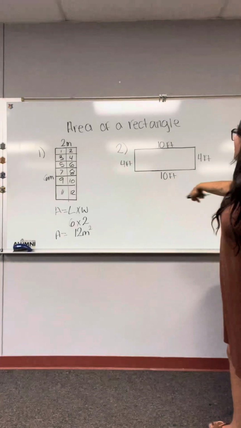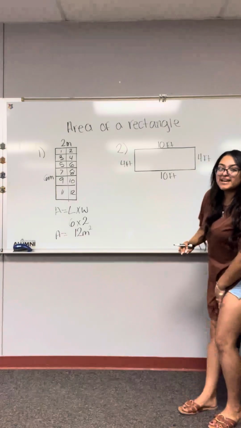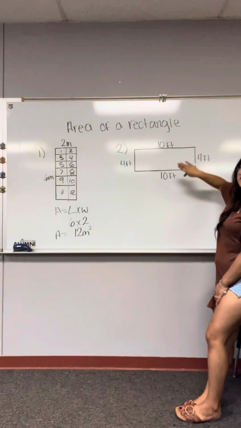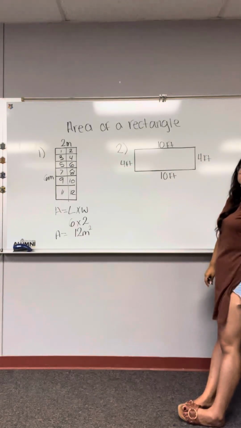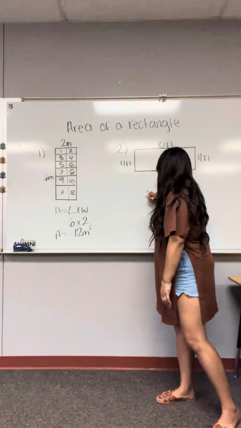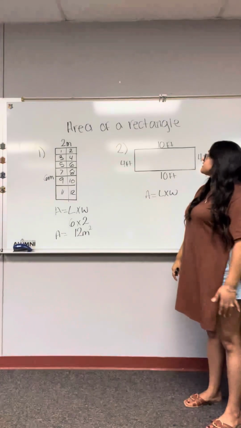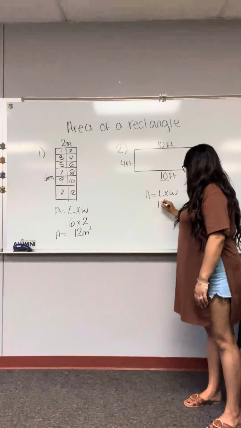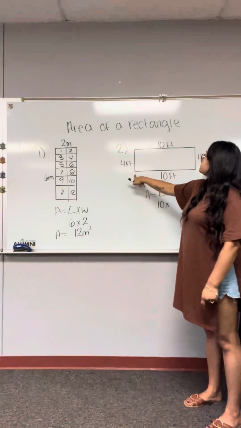Now we can see that all of our sides are labeled. But as you can see, rectangles are also parallelograms, which means that this side is going to be equal to this side, and this side is going to be equal to this side. So we're still going to be using the same exact formula, which is area equals length times width. And now my length, of course, is my longest side, which is 10 feet. So 10 is my length, and my width, which is the shortest side, is 4 feet.